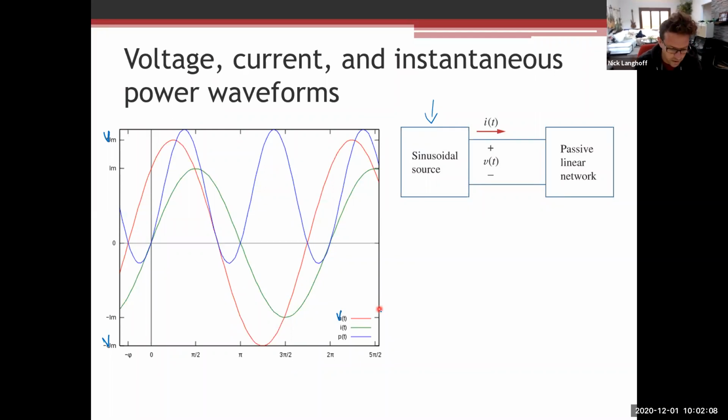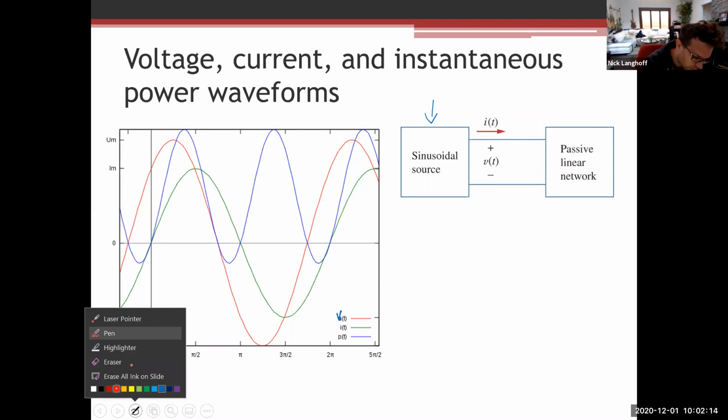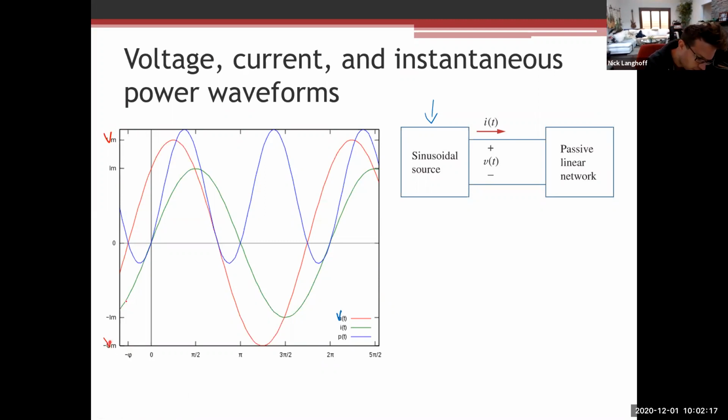So the voltage is in red. Maybe I should have done that in red. That probably would look better. Right, so this is V max, and then this is V of t. Okay, so the voltage is the red waveform. The current is the green waveform, and you can see that they both have the same frequency. They both have the same period, right? And then the power is in blue, and you'll notice that the power has half the period, right? 1 over T, or in other words, twice the frequency, which is what we were seeing.